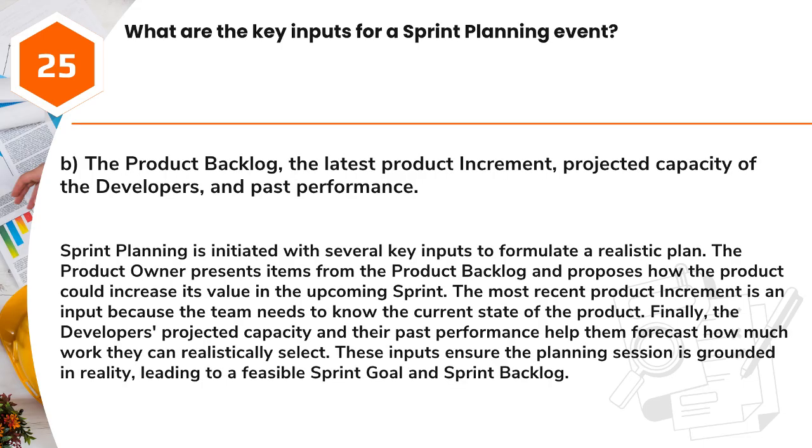Answer: B. The product backlog, the latest product increment, projected capacity of the developers, and past performance. Sprint planning is initiated with several key inputs to formulate a realistic plan. The product owner presents items from the product backlog and proposes how the product could increase its value in the upcoming sprint. The most recent product increment is an input because the team needs to know the current state of the product.